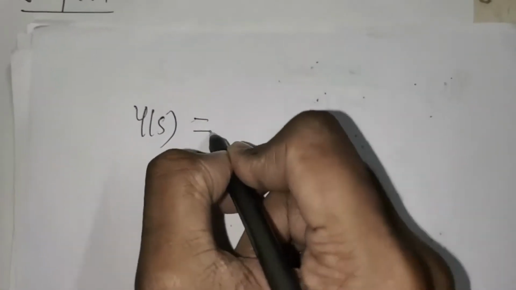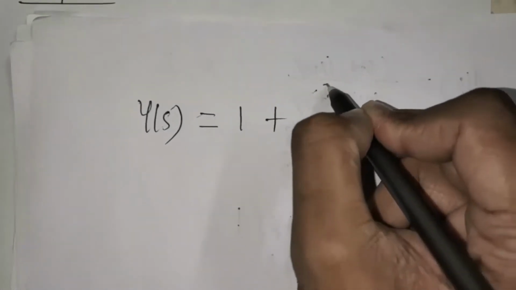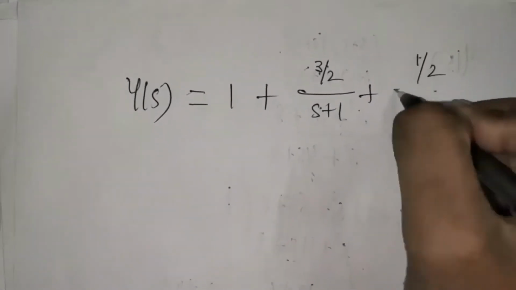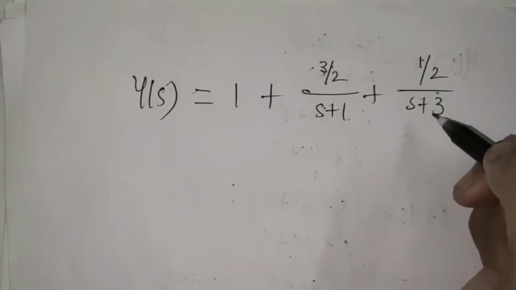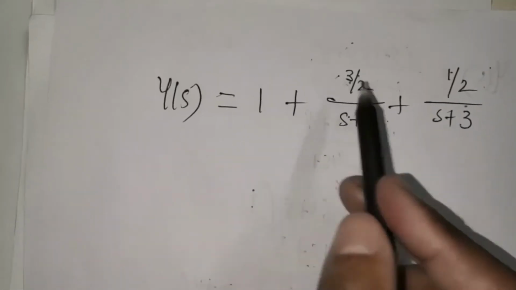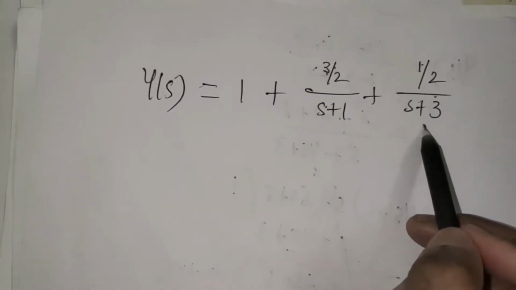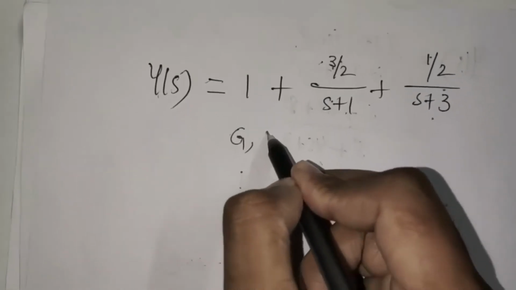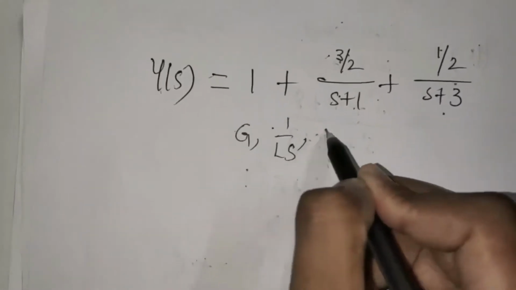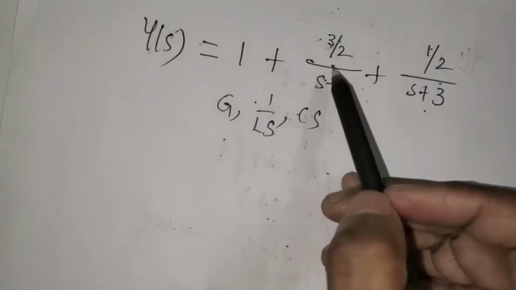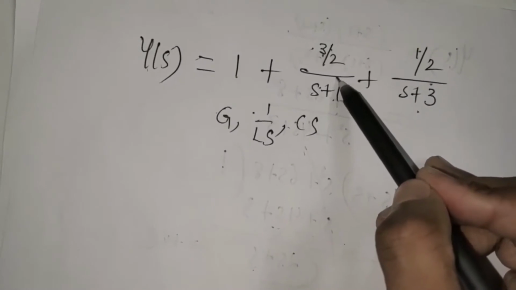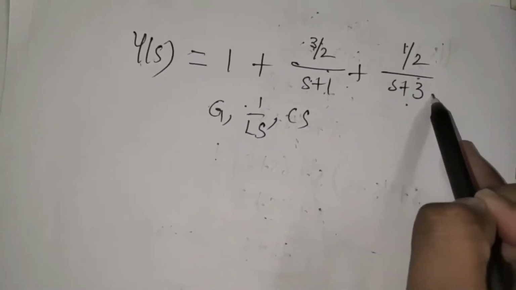So y of s can be written as 1 plus 3 by 2 divided by s plus 1, and B value 1 by 2 divided by s plus 3. Since this is an admittance function, it should be either in the form of G, or 1 by Ls, or Cs. The second and third terms are neither of these three forms, so each term is a parallel combination of R and L.